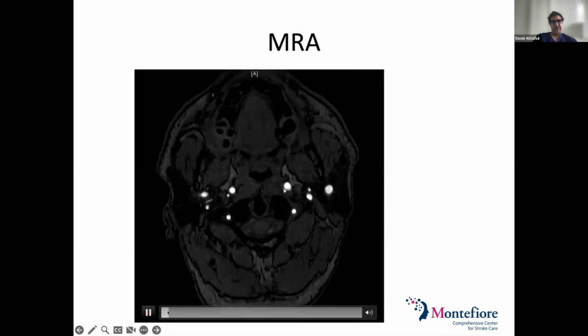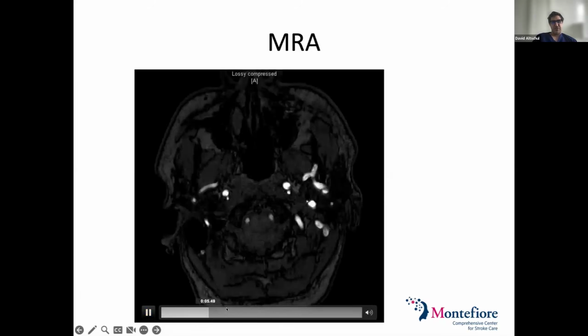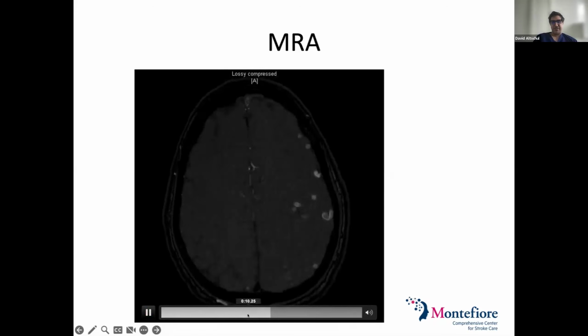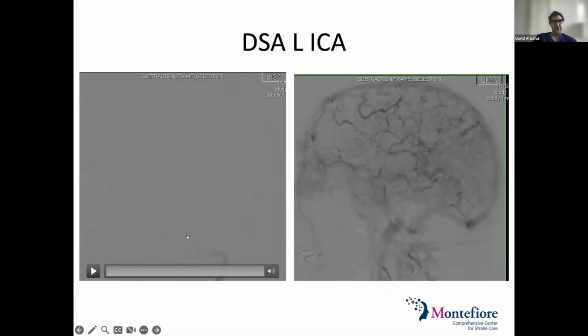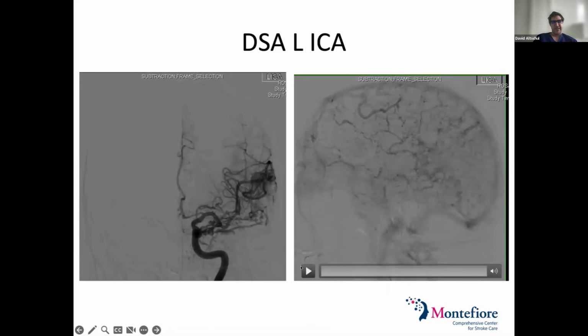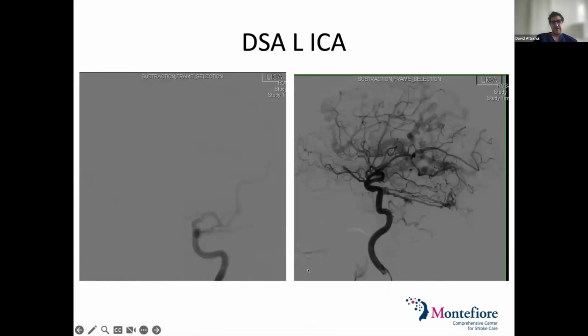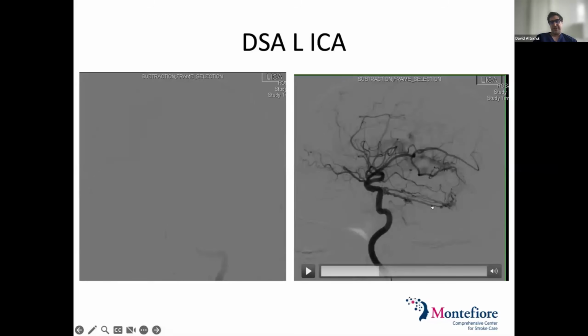This was the MRA, just again showing the dilated veins and what looked like a nidal component. This is the ICA run showing a mix of dural supply as well as pial supply from the inferior division MCA. And it seems like there are separate components as to where they connect along this venous system.